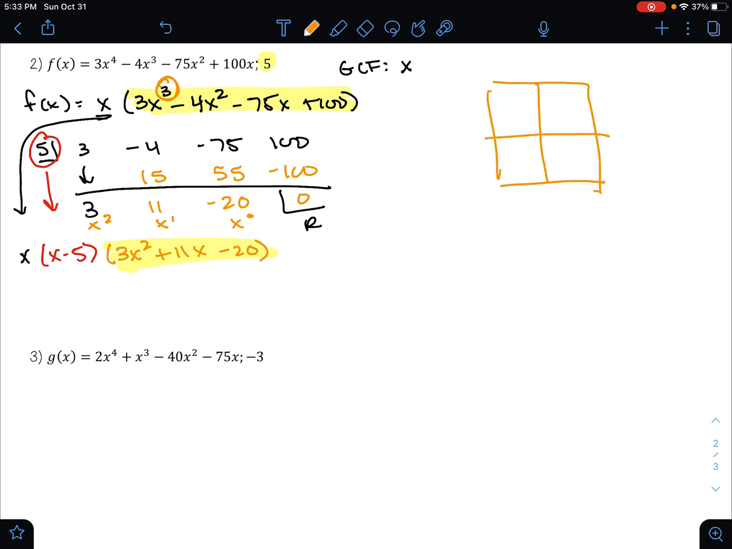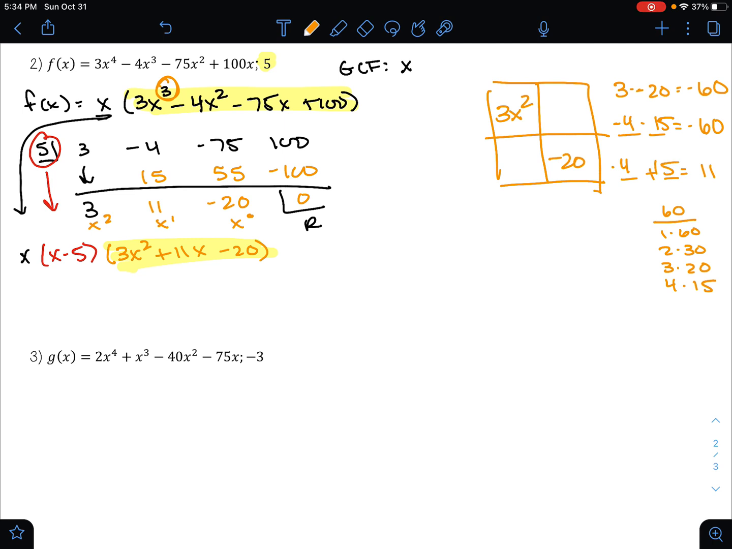First term goes in the first box, last term goes in the last box. You always want to multiply your first number by your last number, so I am looking for factors of negative 60 that add to 11. So let's see. My factors of 60 are 1 times 60, 2 times 30, 3 times 20, 4 times 15. That could work. If I have negative 4 and positive 15, that gives me negative 60, and negative 4 plus 15 is 11. So it's going to be negative 4x and 15x.